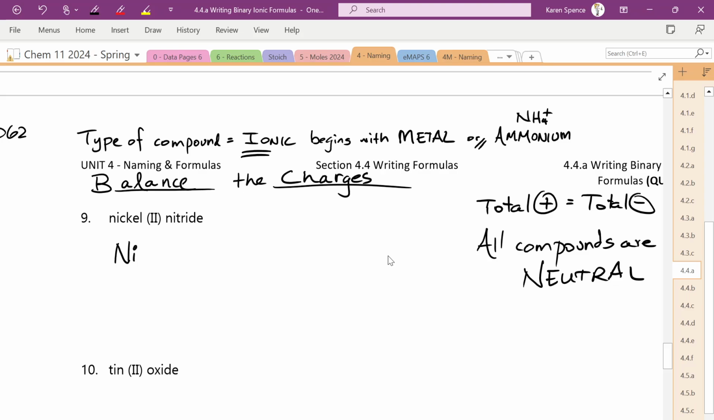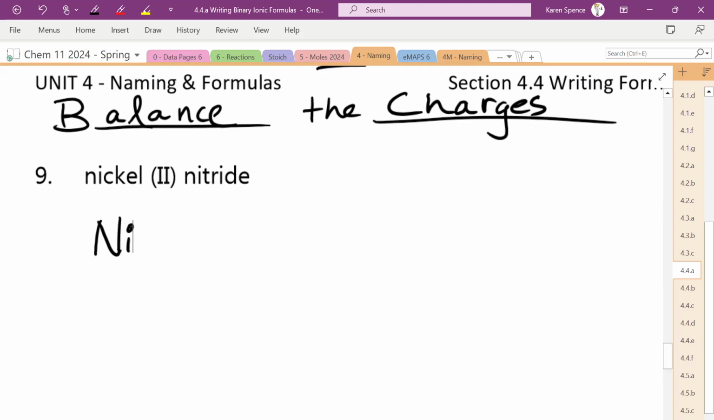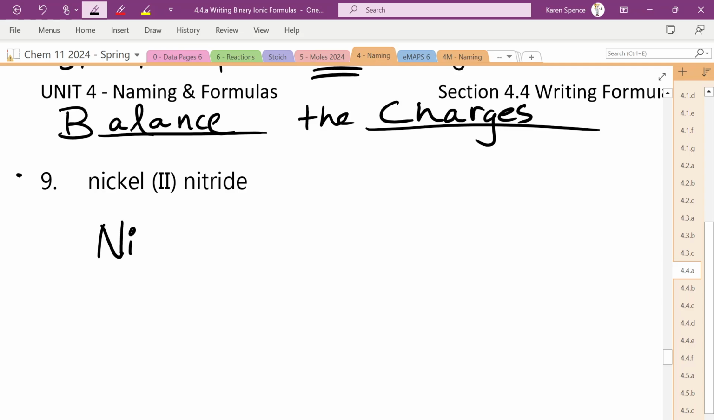And if it's in the red zone, that means we do not know its charge unless we are told. Are we told what the charge of nickel is here? Yes, we are. We are told that it is nickel 2+, because that's a 2 there. And nitride, where would we look to find its charge?